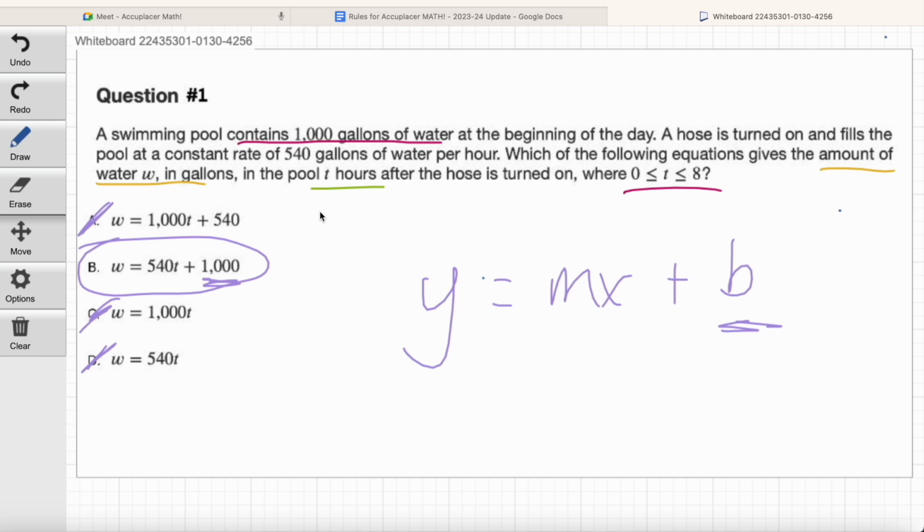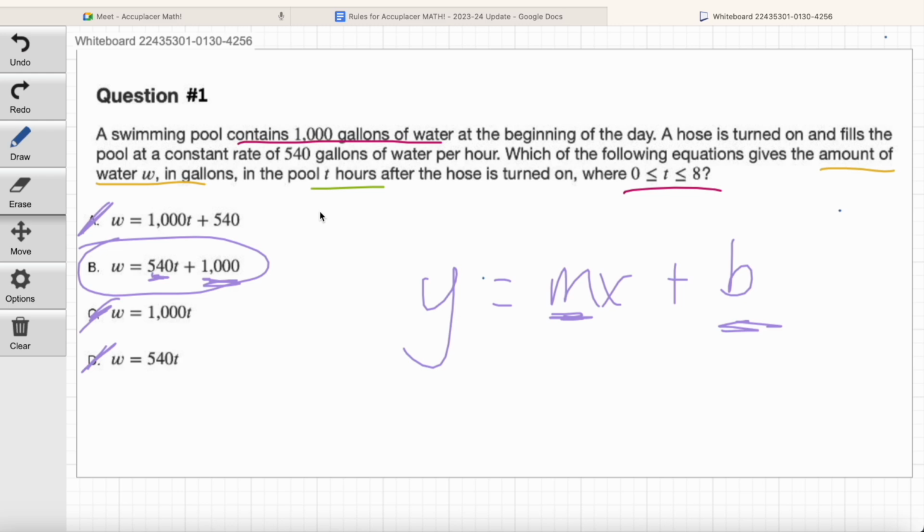Does that make sense? Yes. Okay. And then your rate of change, that's your m, or the slope, it's the same thing. That's your m value. And the rate of change here is 540 gallons of water per hour. So that matches up with the 540 right here in front of the t. I know we're dealing with w and t instead of x and y, but it's still the same form of the equation. Does that make some sense?